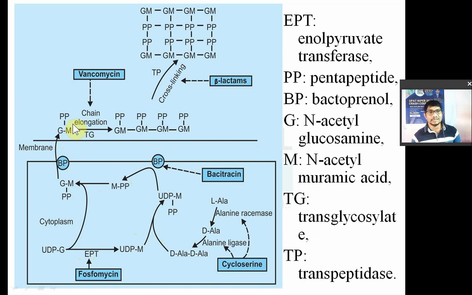Now it is a simple peptide and there is an elongation of this peptide. This elongation is prevented by vancomycin. After the elongation, once the peptidoglycan is synthesized, it should be rigidized and made strong. There should be cross linking, which is done by one enzyme known as transpeptidase.